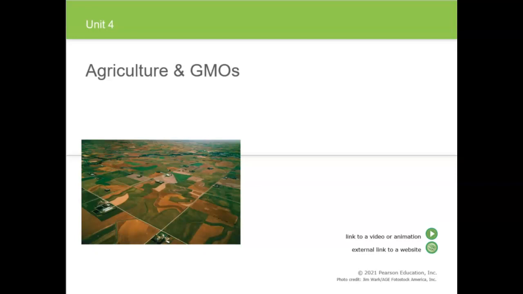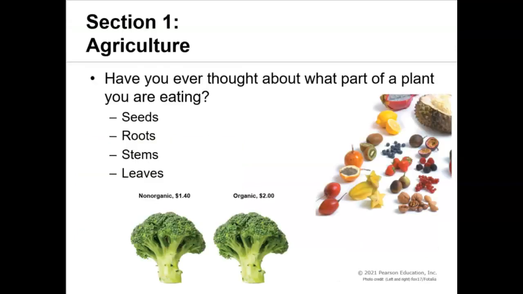Hi everyone, so this week we're going to be starting the second topic in Unit 4 on agriculture and GMOs, which stands for genetically modified organisms. The first section we're going to talk about is agriculture, and starting out, I just want you to think about if you've ever thought about what part of a plant you're actually eating, whether it's the seeds, the roots, the stems, or the leaves. After you've thought about that for a second, there are examples where we eat all of those different types of things.